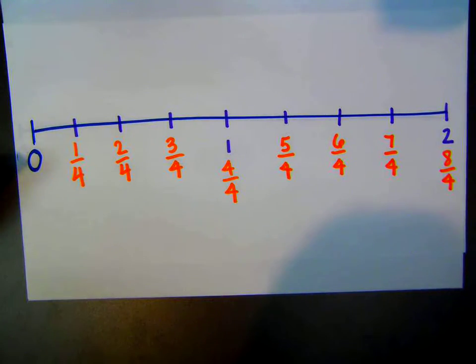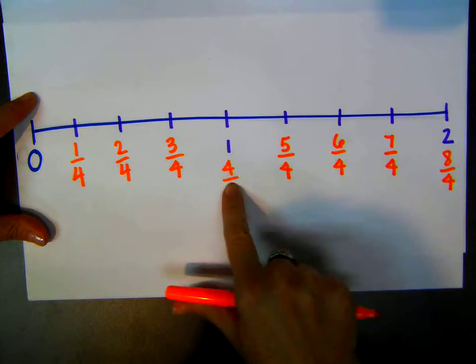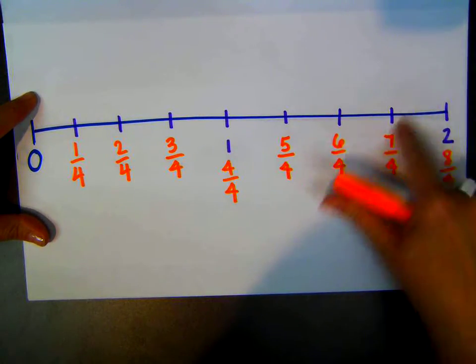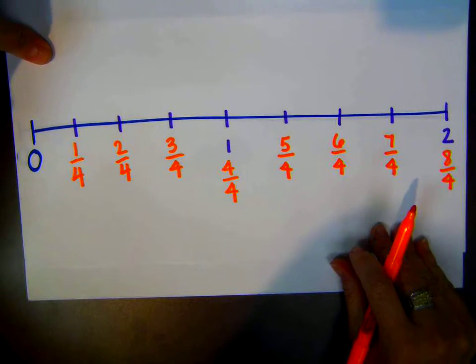Okay, so see how we did that? And it's 1 jump, 2, 3, 4, 5, 6, 7, 8. It's simply counting the intervals. Let's try it now with thirds.